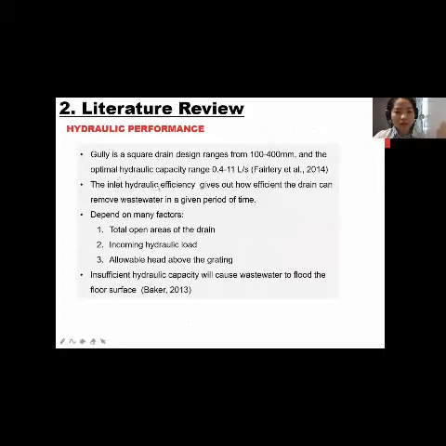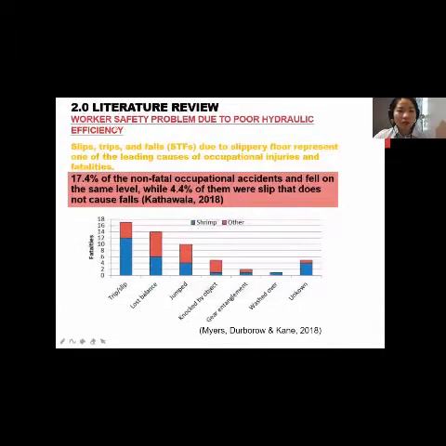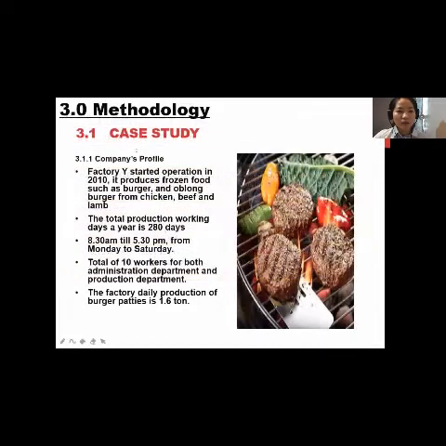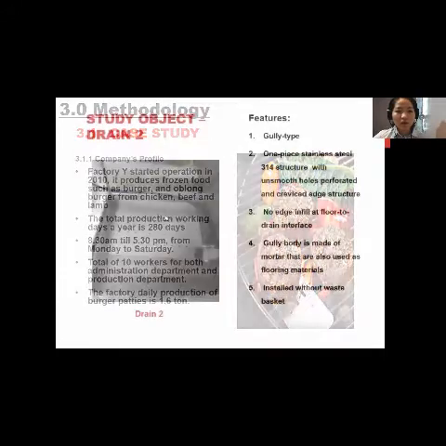And the hydraulic efficiency measures the hydraulic performance of a drain. The hydraulic capacity and hydraulic efficiency can be calculated using the equation. The safety problem is slips, trips, and falls due to poor hydraulic efficiency. And if the drain is not cleaned effectively, I found that cigarettes are a common source of contamination. And this is the company's profile.